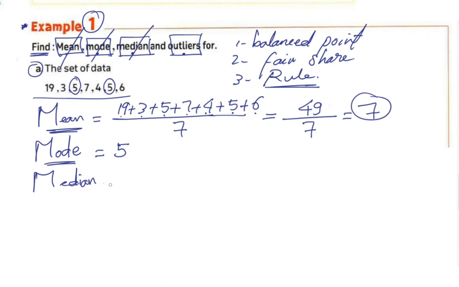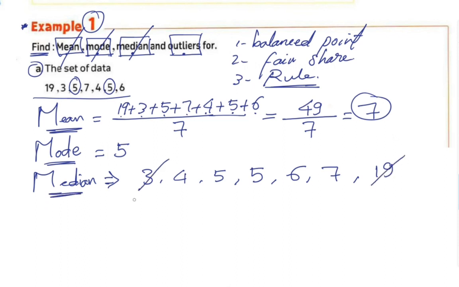We learned it before. To find the median, we arrange all of these values first, and delete one from right and one from left. So to find the median, start with the minimum one: 3, 4, 5, also 5, then we have 6, 7, and finally we have 19. Delete one from the right, one from the left.